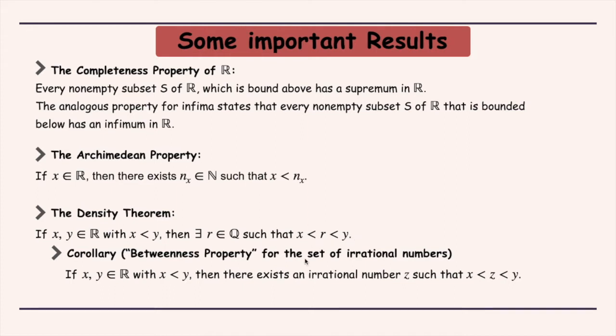And as a corollary to this, we have a similar property for the set of irrational numbers, which says that whenever we have two real numbers, say x and y, with x less than y, then there has to be some irrational number z such that x is less than z and that is further less than y. So we are going to use these important results and properties for finding the infimum or supremum of certain sets.